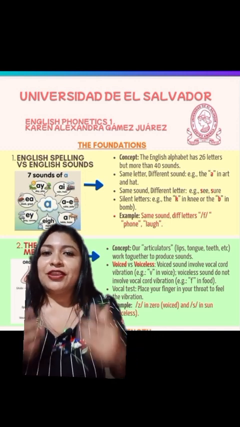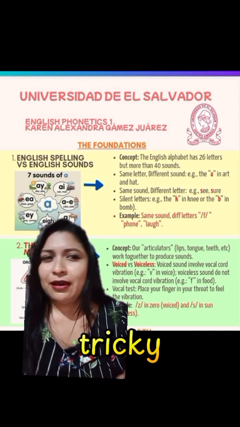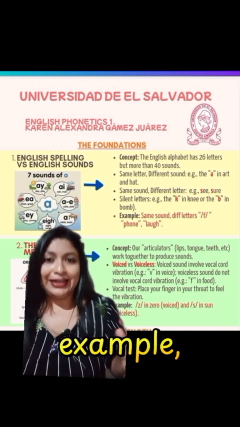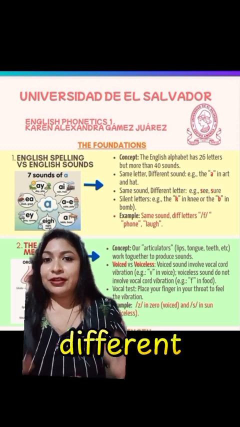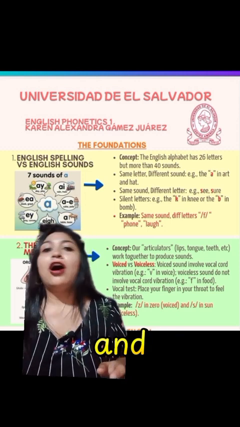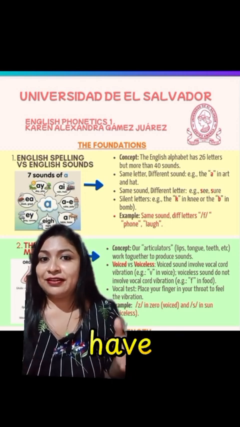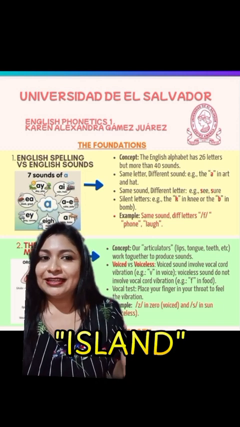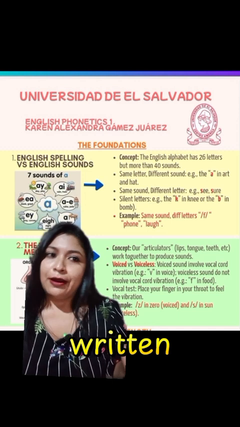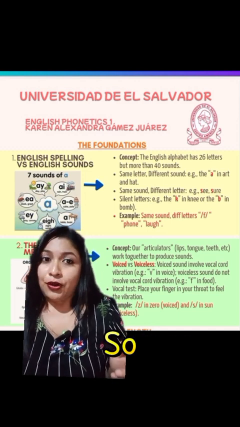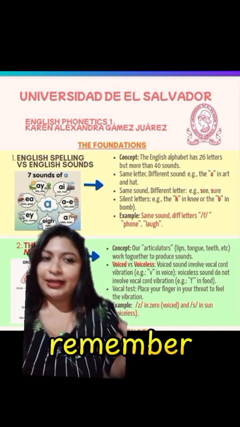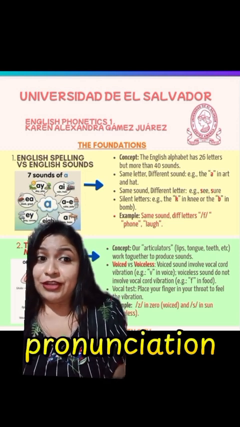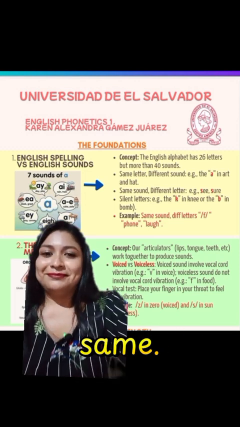Let's start. English pronunciation can be tricky because the same letter can represent different sounds. For example, the letter A sounds different in hat and art. We also have silent letters. For example, in the word island, the letter S is written, but we don't pronounce it. So, one important thing to remember is that English spelling and English pronunciation are not always the same.